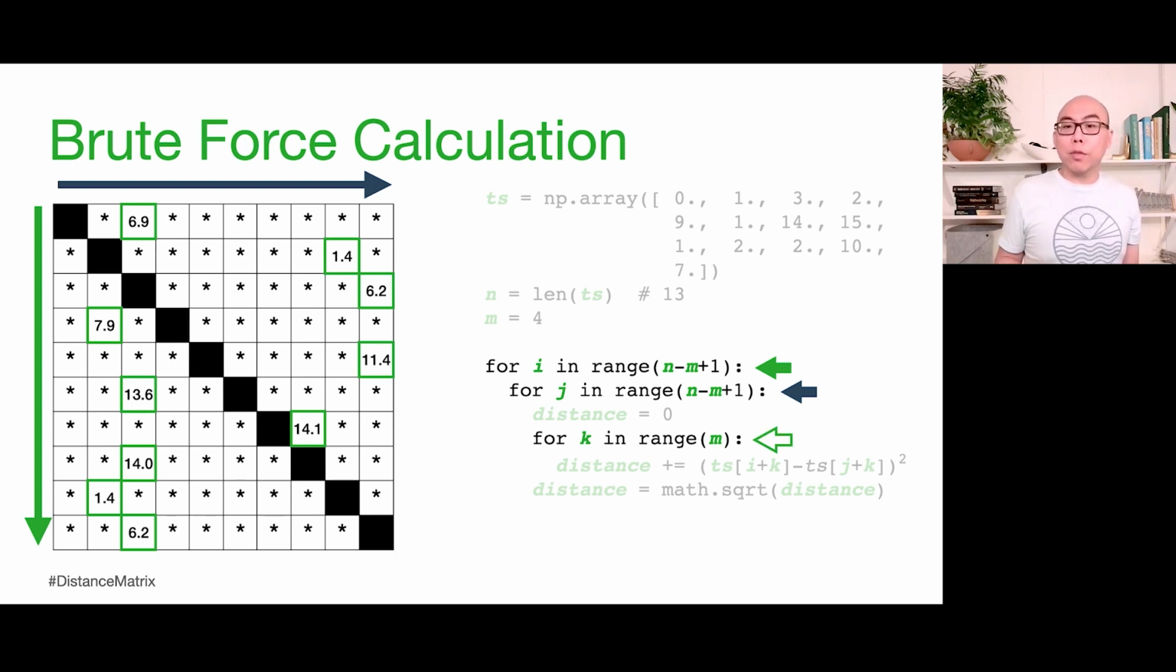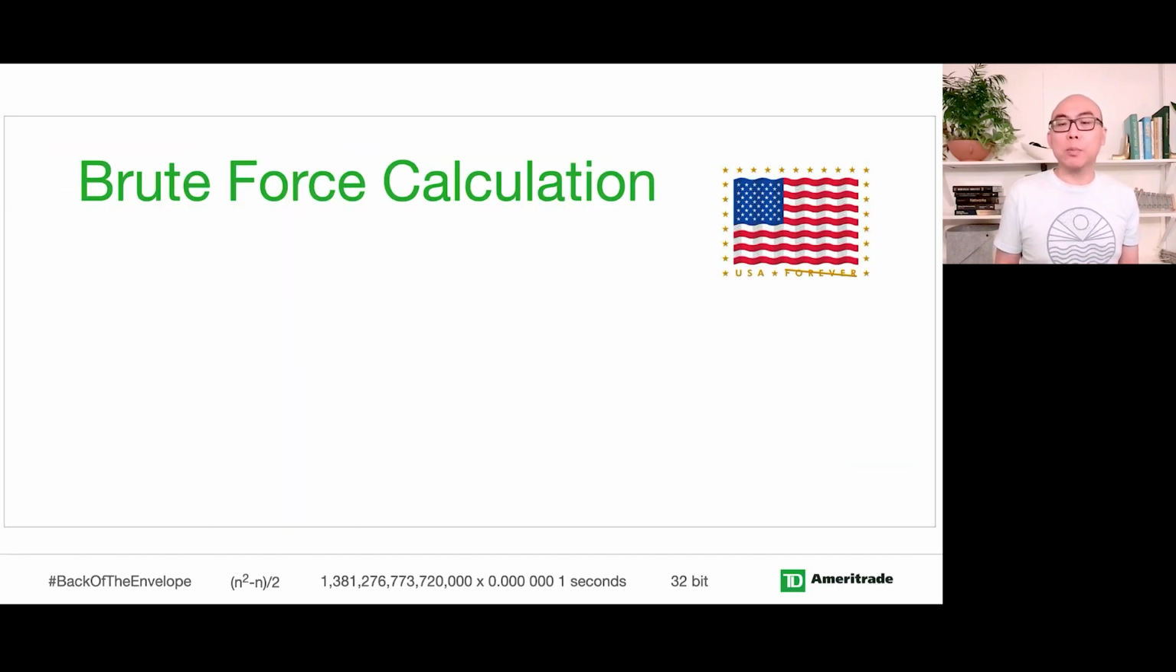And if you're thinking about what the computational complexity is, it actually takes O of n squared times m time to compute this distance matrix. And also, to store this in memory, it would take O of n squared space. To put this into perspective, here's a back of the envelope calculation.